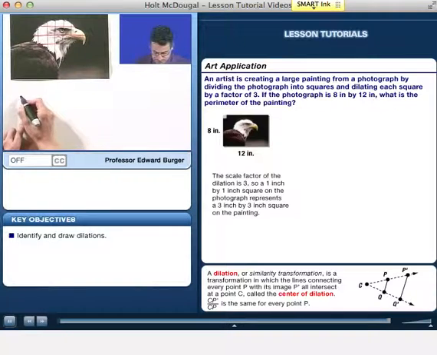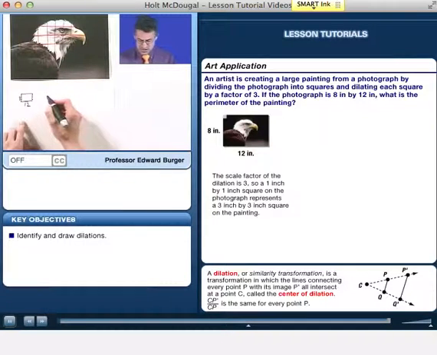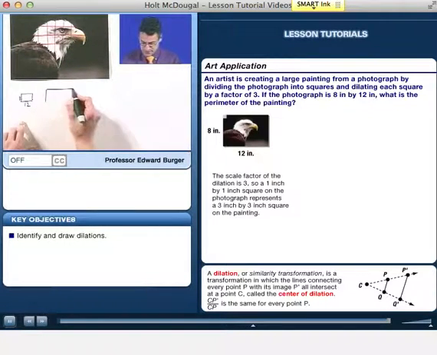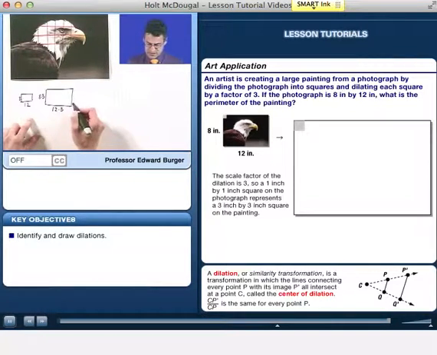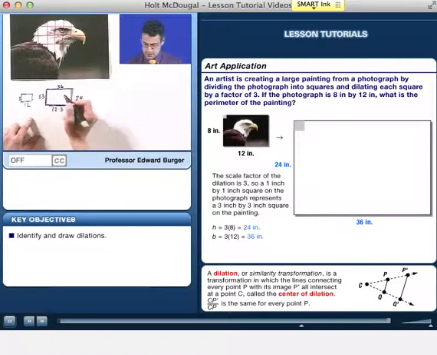So we have, let's say, 8 by 12. And now we're going to enlarge that, so it's going to be a scale factor of 3. This might not be drawn to scale, but what does that mean? It means that this is going to be 8 times 3, and this is going to be 12 times 3. And so that means that this length here, this is a rectangle, is going to be 24, and this length here is going to be 36.